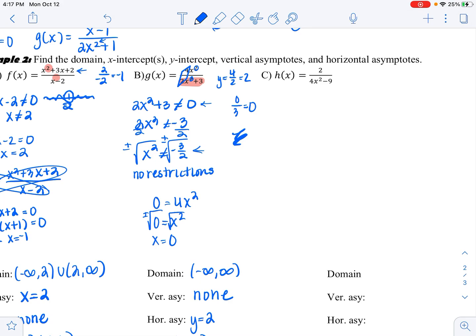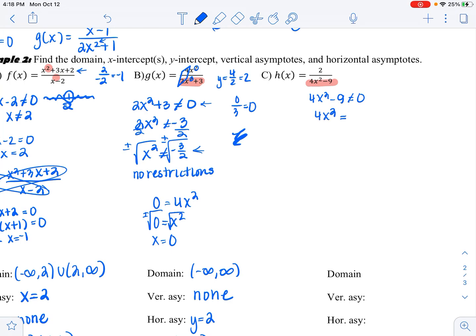Okay, last one here, domain. I'm going to say, are there any restrictions? There's a denominator, so denominators can't be 0. 4x squared minus 9 can't be 0. There's two ways of solving this. You can factor it because it is a difference of squares. Or you can say there's just an x squared, so I'm going to isolate it and square root to solve. That's what I would do.